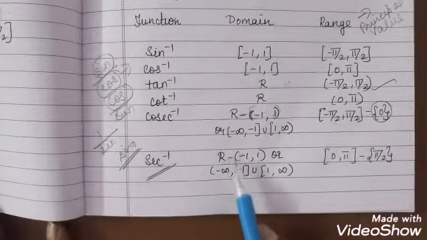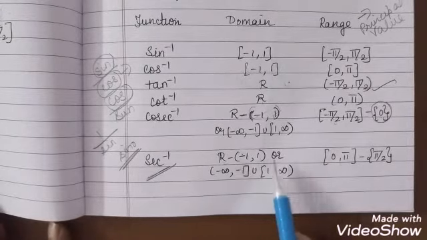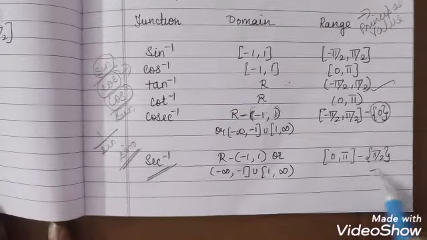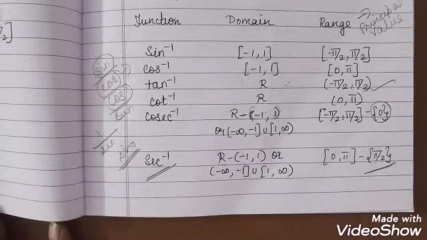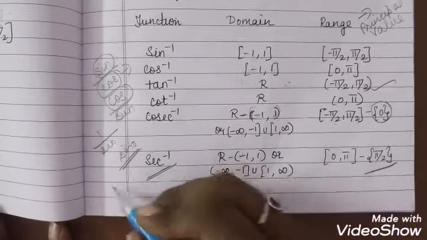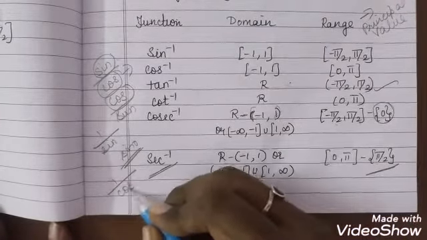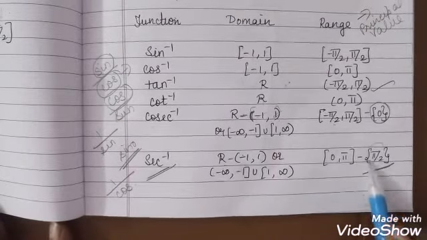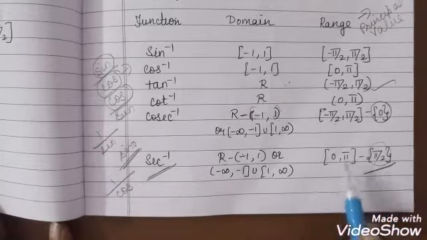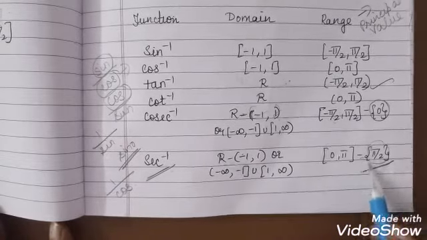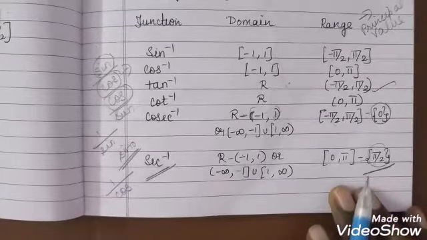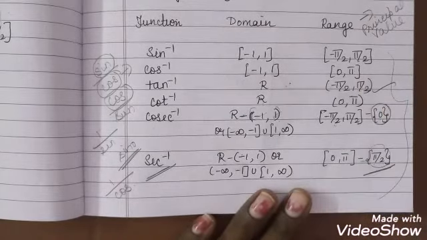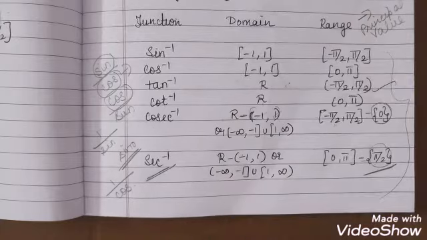What is your domain here? R minus of minus 1 comma 1, and the range will be the closed interval 0 comma pi minus pi by 2. This is what you get here. Why do I omit pi by 2? Because your secant can be written as 1 by cos. What is cos pi by 2 here? It's nothing but 0. So if I have 1 by 0, it will not be defined. So 0 comma pi minus what will I get here? It's nothing but pi by 2. So this is your range and the principal value branch. This is what you will have to remember for the problems here.